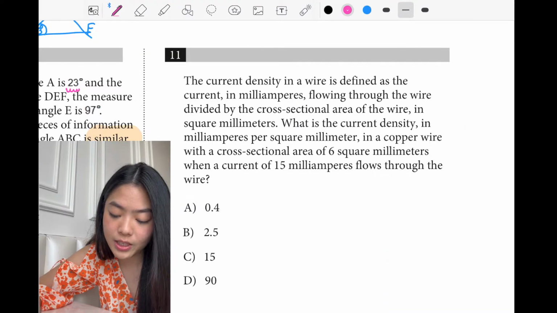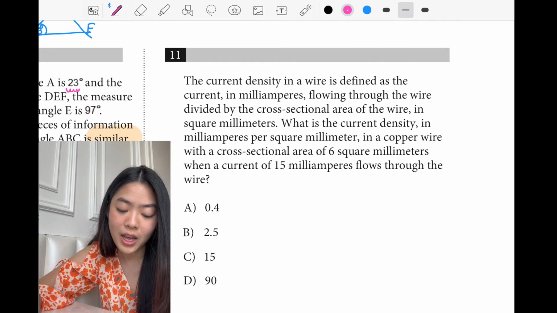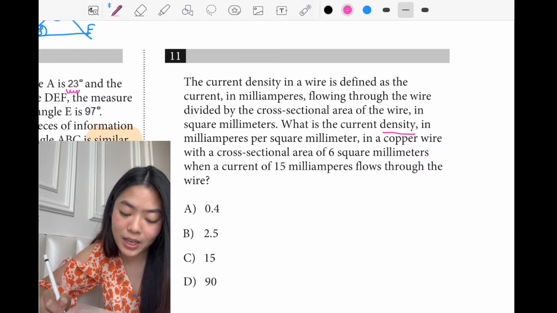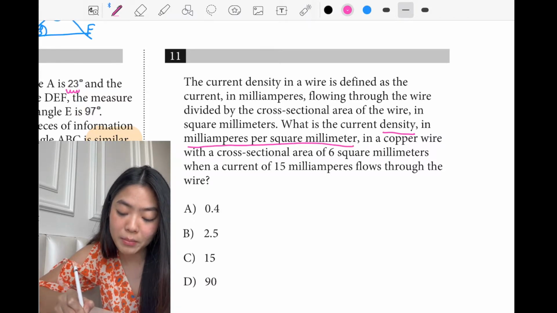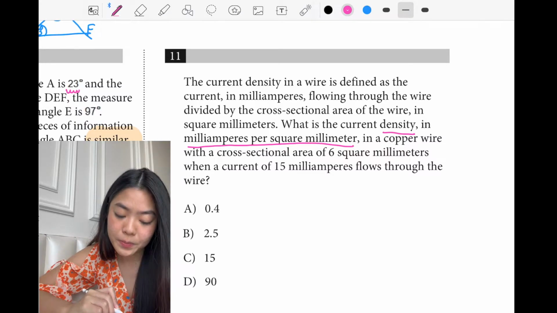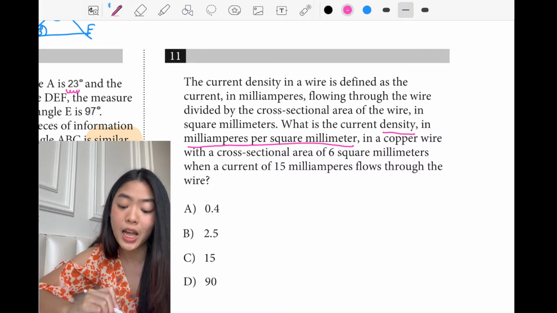Current density in a wire is defined as the current in milliamperes flowing through the wire divided by the cross-sectional area of the wire in square millimeters. What is the current density in milliamperes per square millimeter in the copper wire with a cross-sectional area of 6 square millimeters when a current of 15 milliamperes flows through the wire?